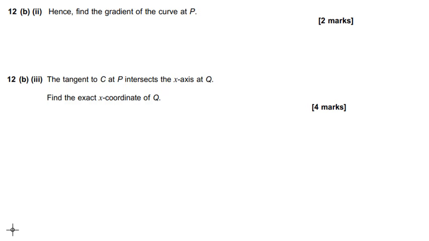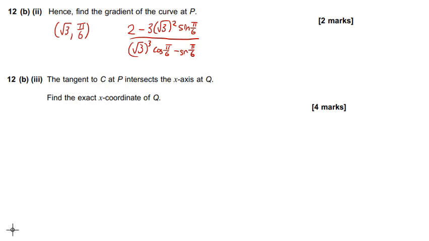Part 2, find the gradient of the curve at P. So we need to substitute in these values now. Remember, x was √3 and y was pi over 6. So we just substitute it into the expression that we just had there. So we get 2 minus 3 √3 squared times sine pi over 6 divided by √3 cubed cos pi over 6 minus sine pi over 6.